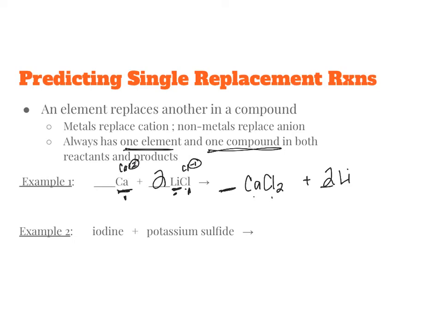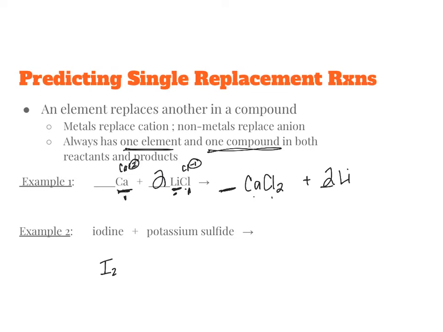All right, the second example is going to be iodine, and it's going to be reacting with potassium sulfide. So when iodine reacts with potassium sulfide, I'm actually going to write out the reactants part first because I think it might help. So iodine, all right, iodine is one of those diatomic elements. So remember that you had to memorize those diatomic elements. Iodine is one of them.